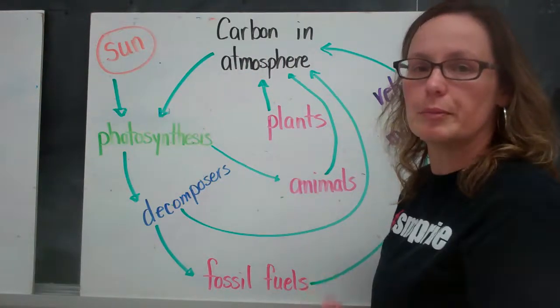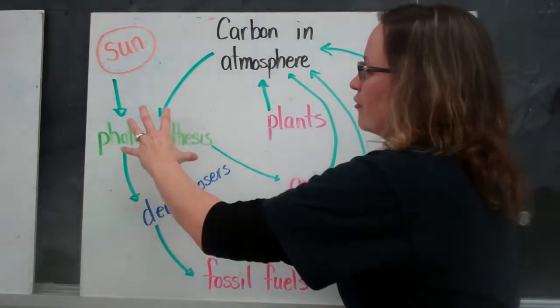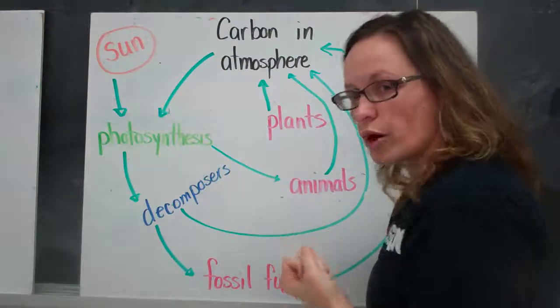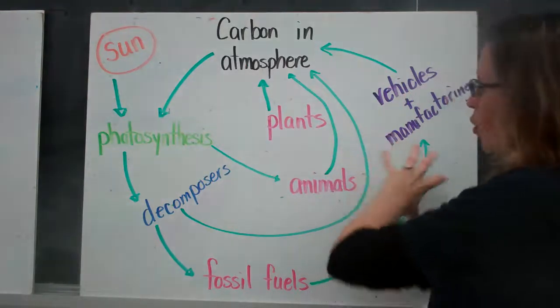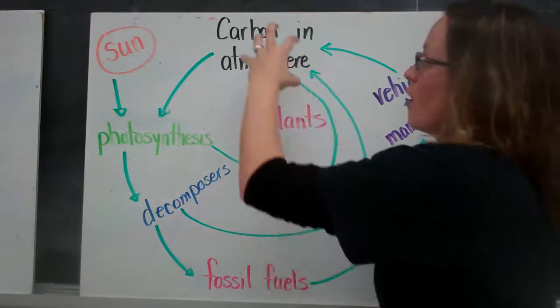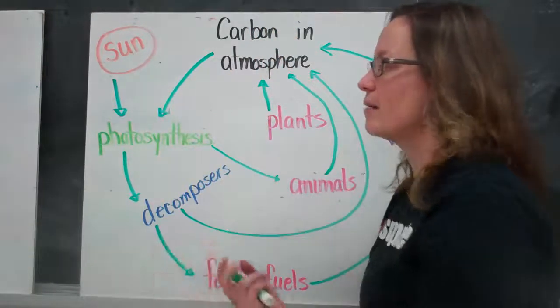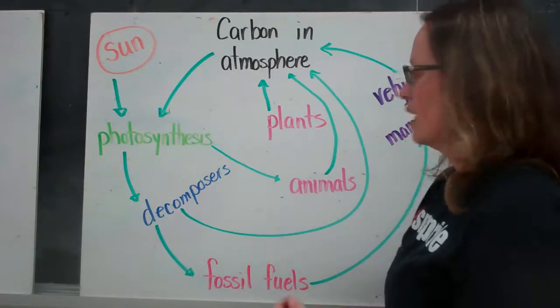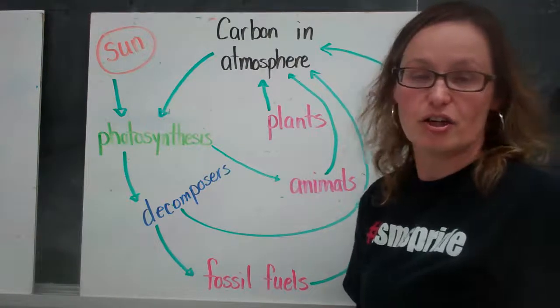And again, it's all about balance. If we have less photosynthesis, if we have less plants absorbing the carbon and more producers of the carbon, then we have more carbon in the atmosphere, and that means we are not maintaining that element. That means that the balance is off, and that's not good for our ecosystem.